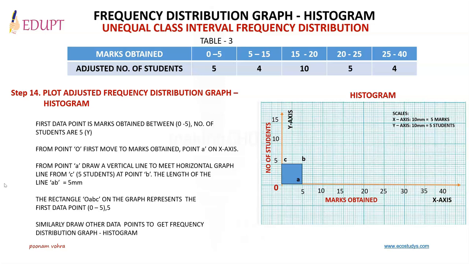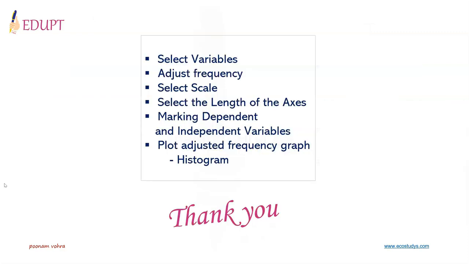Similarly, draw other data points to get frequency distribution graph, that is histogram, and you will find that width of each bar is different. And that is how histogram with unequal class intervals gets constructed. I hope you have understood all these points.